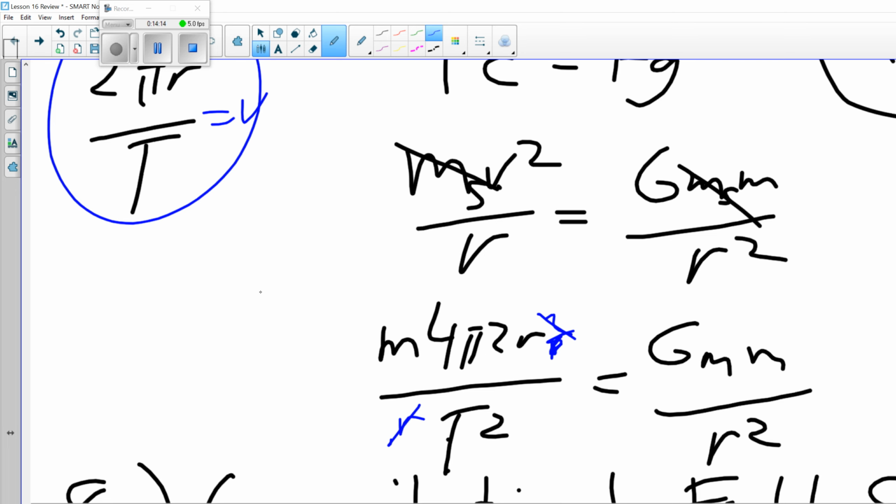Which mass cancels? Right, the orbiting mass, the mass of the satellite, because all things fall at the same rate regardless of their mass.